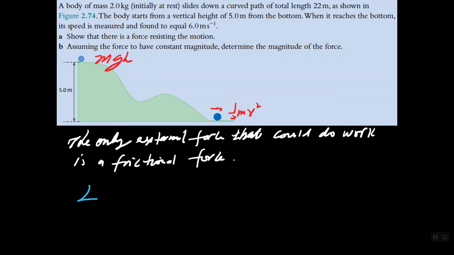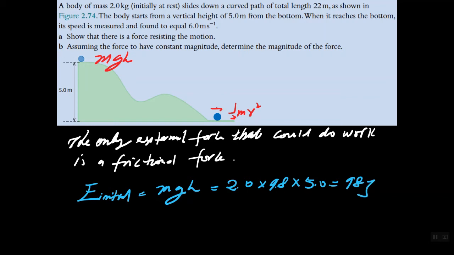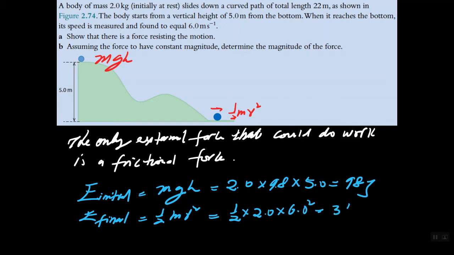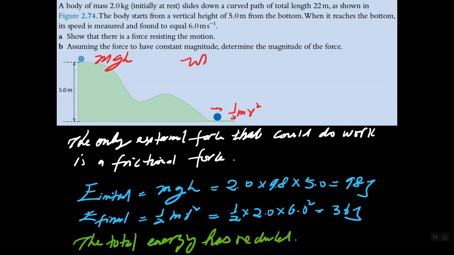At the top, its initial gravitational potential energy: mass is 2, acceleration due to gravity is 9.8, and height is 5, that gives us 98 joules. At the bottom, only kinetic energy, 1 over 2 mv squared, equals 1 over 2 times the mass 2, and speed 6 squared, which equals 36 joules. So the total energy has reduced, which shows the presence of a frictional force resisting the motion.